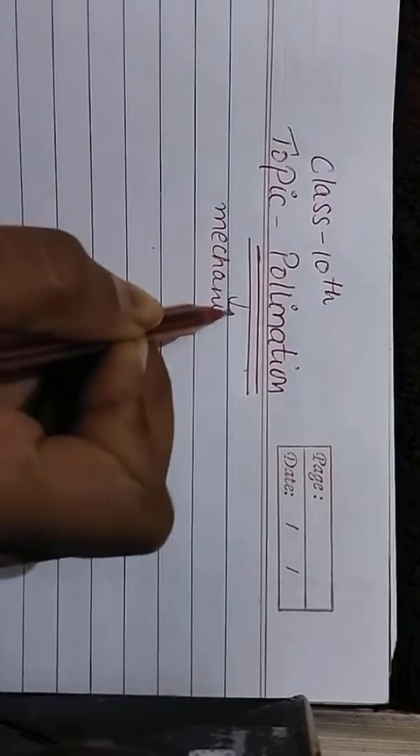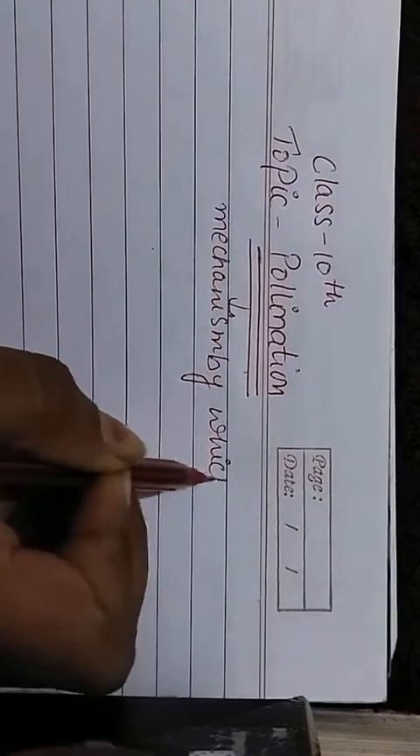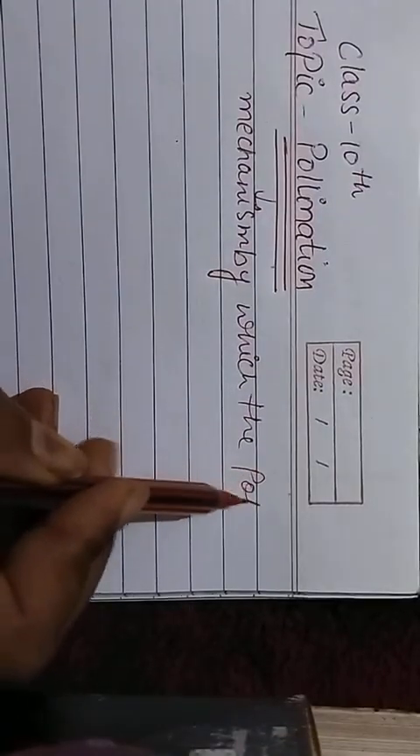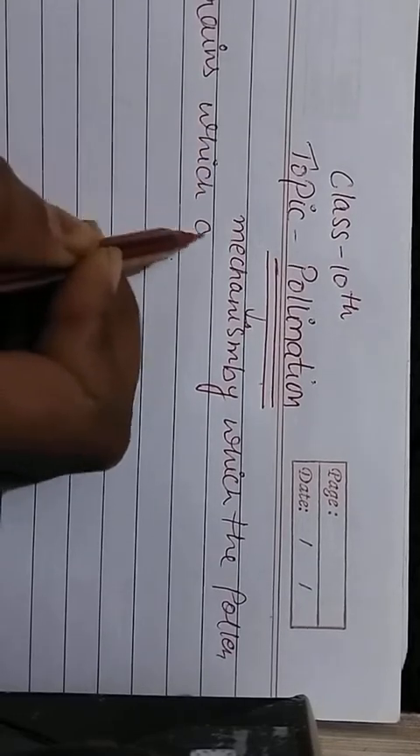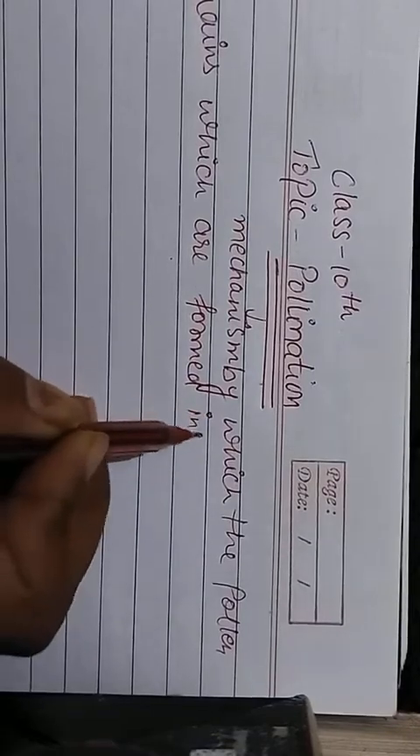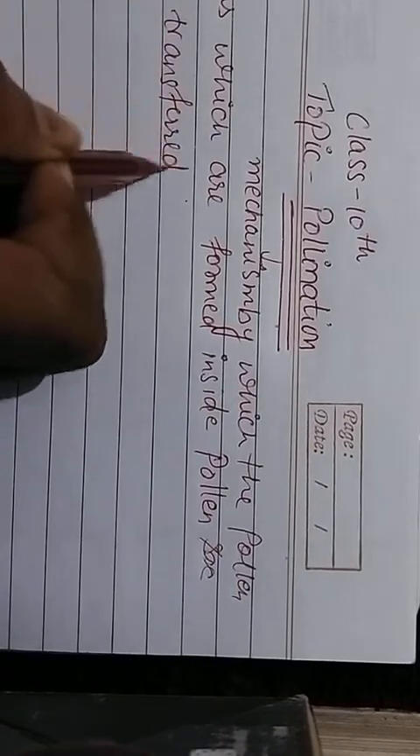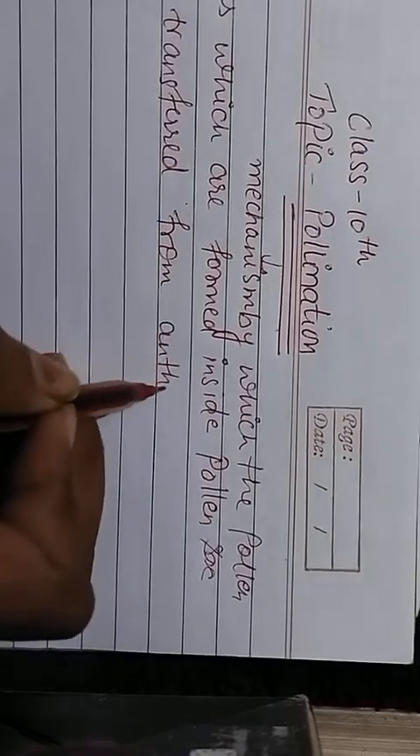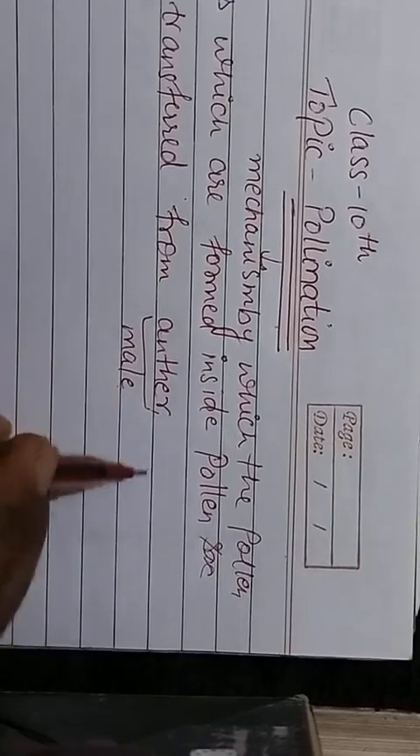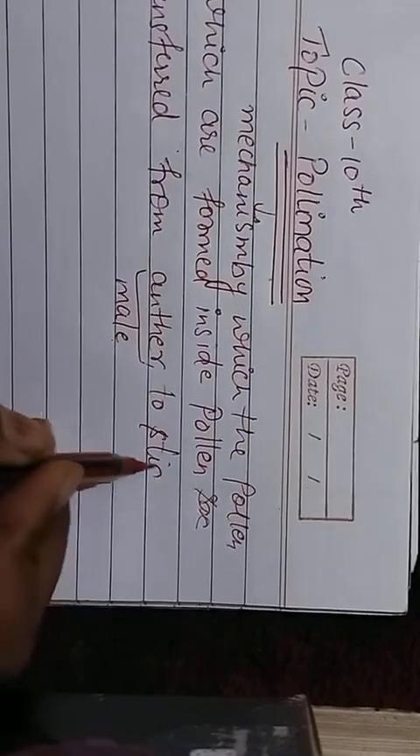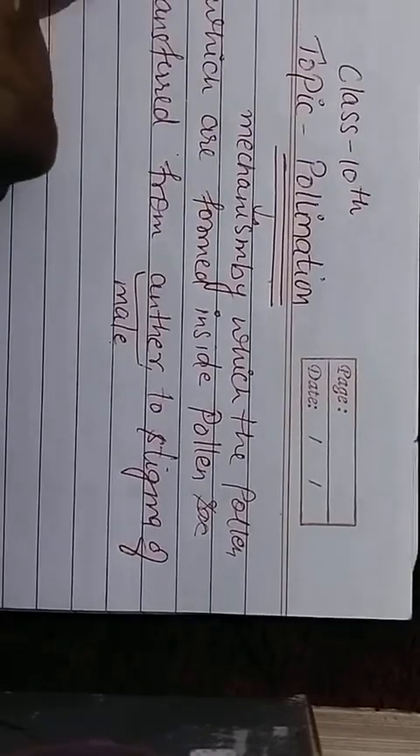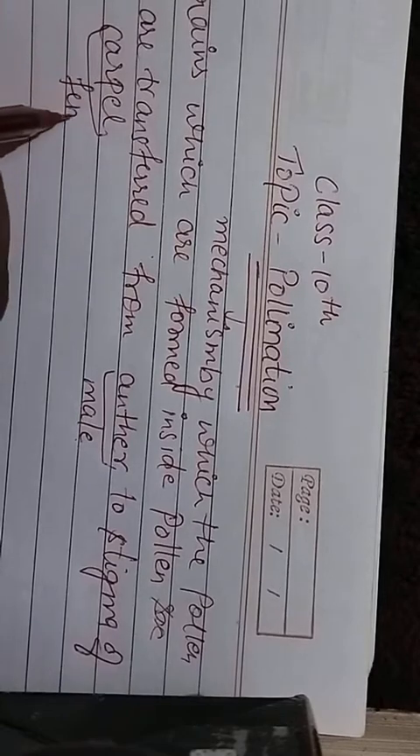So firstly, what is pollination? It is a mechanism by which the pollen grains, which are formed inside the pollen sac, are transferred from the anther, which is the male reproductive part, to the stigma of the carpel, which is the female reproductive part.